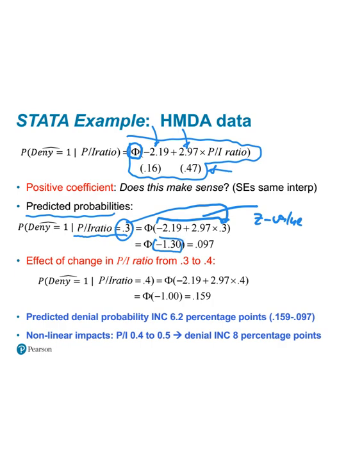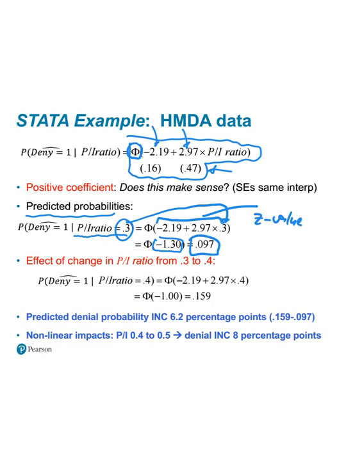So again, go back to that first table in the appendix, and we're going to find that that probability then is 0.097. All right, so according to the probit model, this suggests that if your PI ratio happens to be 0.3, the probability that you are going to be denied a loan is just shy of 10%, or 9.7%. Now, that's the predicted probability for that level.